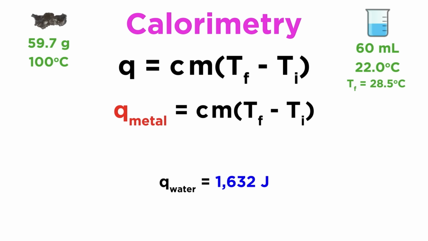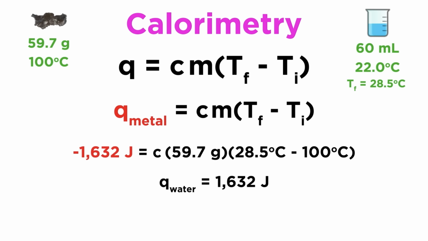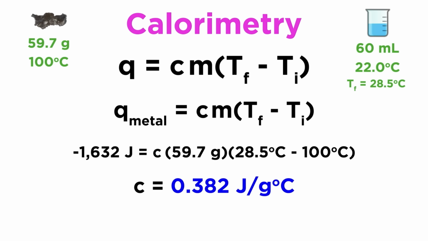Let's also recall that the heat absorbed by the water must be the heat released by the metal, so Q metal must be negative 1,632 joules, since a positive Q means heat absorbed and a negative Q means heat released. So let's write a new equation using the Q metal we just calculated. This time we have the mass of the unknown metal and the temperature change experienced by the metal, and the only unknown will be the specific heat of the metal. Doing the math, we should get 0.382 joules per gram degree Celsius as the specific heat of the metal.